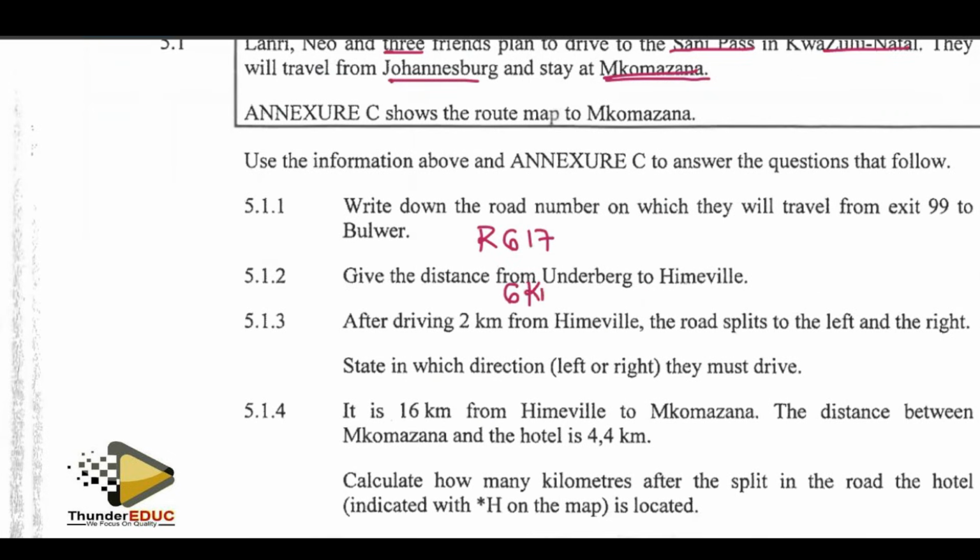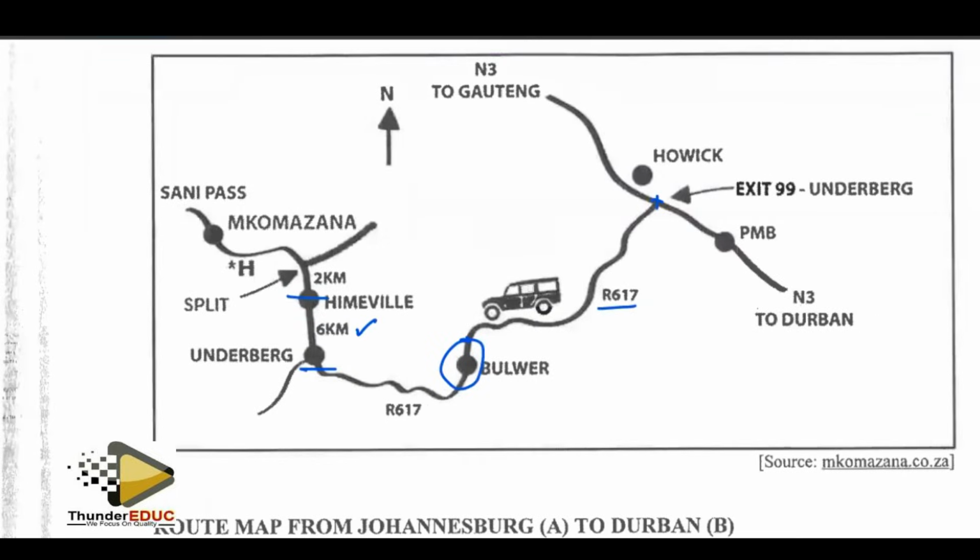Distance is 6 kilometers. We're driving 2 kilometers from Inver and the road splits to the left and the right. State in which direction, left or right, they must drive. Remember, they have come from this other side. They reach there. They need to come here. This goes, but it ends nowhere. So we come here. If they are here, please sit in their place. So this is the right-hand side and this is the left. Definitely they will go left.